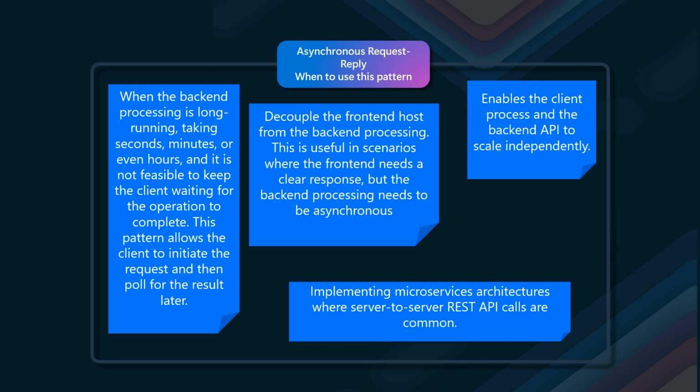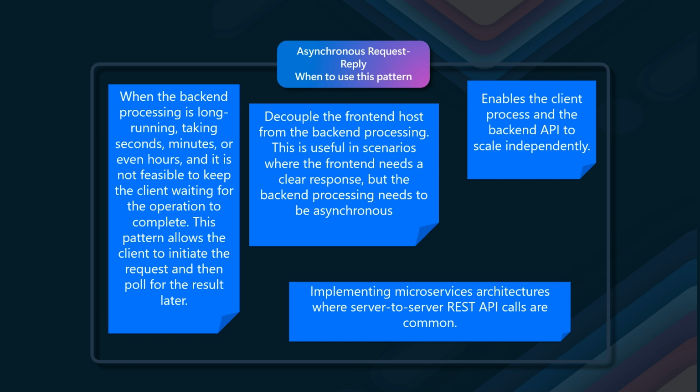Handling high latency. So when factors such as network infrastructure, geographic location, or current load can add significant latency to the response, this pattern helps mitigate the issues by allowing the backend to process the request asynchronously and the client to poll for the results. When implementing microservices architecture where server-to-server REST API calls are common, this pattern helps manage long-running operations and decouple services, making the system more reliable, resilient and scalable.